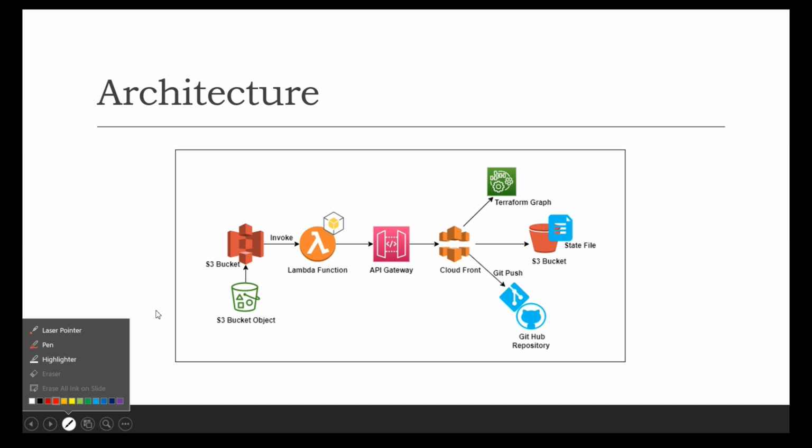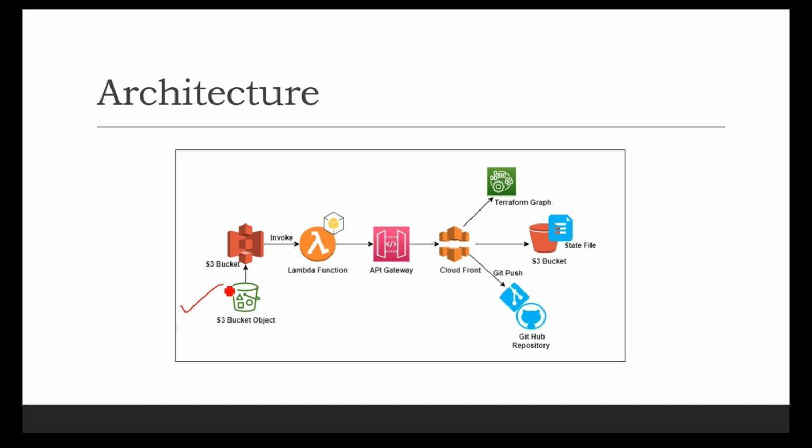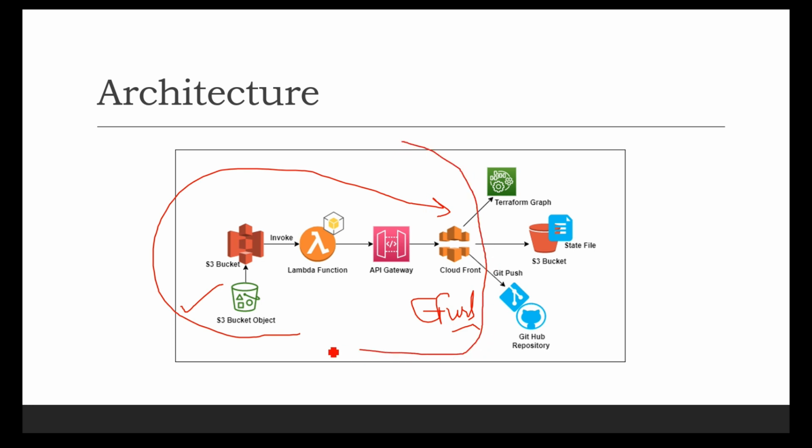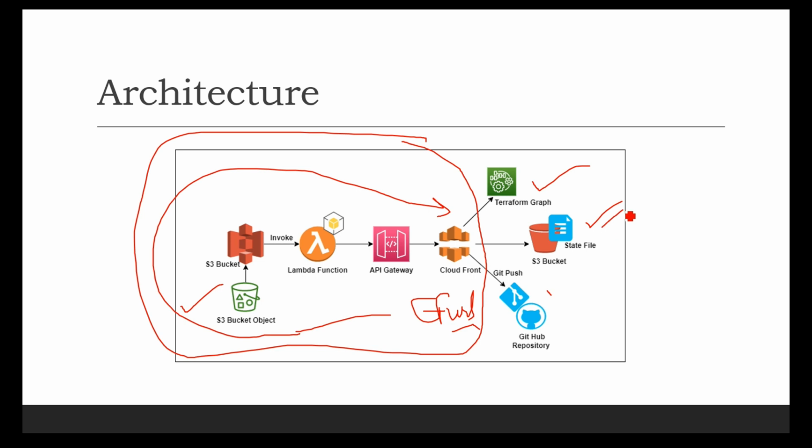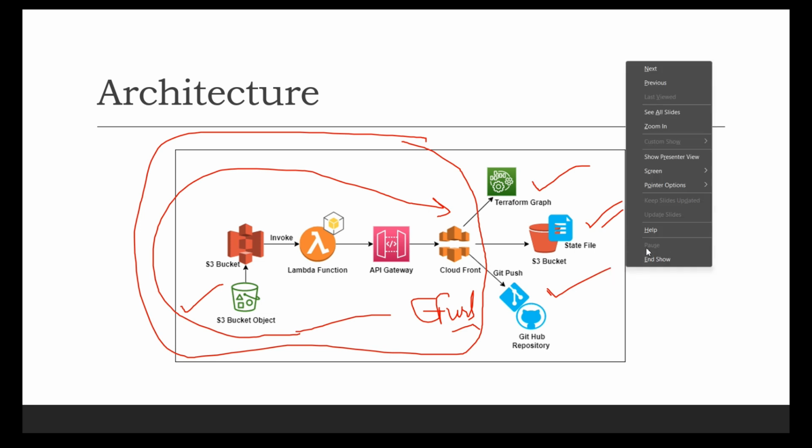At the initial step I explained that whatever content I upload in the object has to display over my CloudFront URL. So we are able to achieve this part till now. The major part has been done. Now we need to finalize our code: create a graph, do the state file management, and push the final code into the GitHub repository, and then we are good to go with our project. So let's do that.